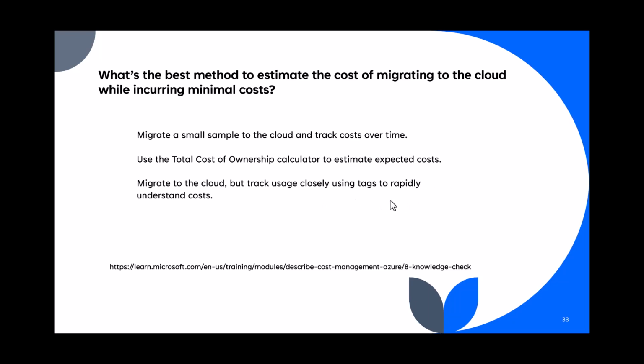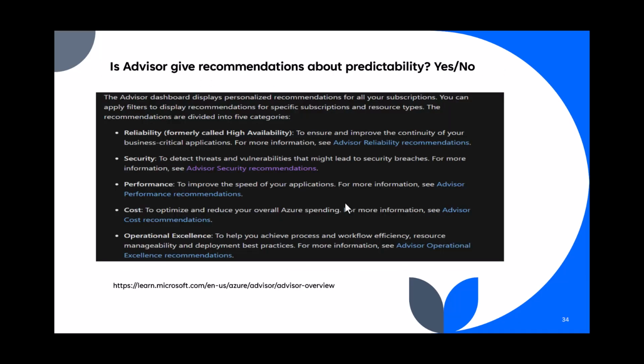Let's see the answer. The answer to the question is use the total cost of ownership calculator to estimate the expected cost. You can use the pricing calculator, and you can use the total cost of ownership calculator to estimate the expected cost. If you do a small migration, if you have a big project, a small one doesn't give you the exact cost. And if you migrate and then track with tags, that's later on, not before that, right? So if you want to get an estimate, you need to use the total cost of ownership calculator.